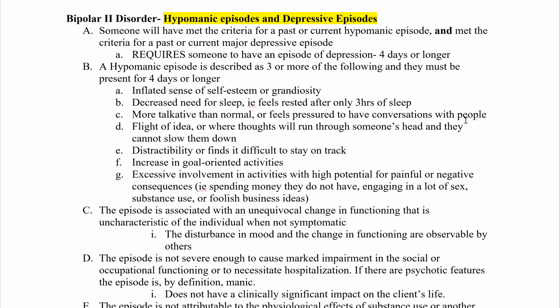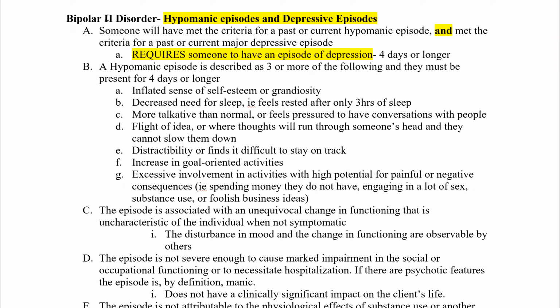So stated in a different way, this is where someone will have met the criteria for a past or current hypomanic episode and met the criteria for a past or current major depressive episode. So, it requires someone to have an episode of depression. That is a huge difference between bipolar 1 and bipolar 2 disorder: bipolar 2 disorder does require an episode of depression. Bipolar 1 disorder did not require that episode of depression.